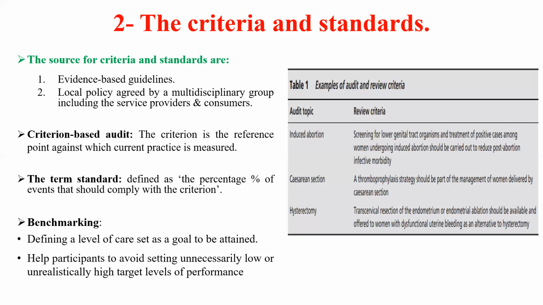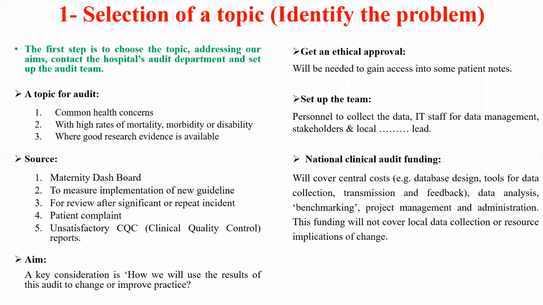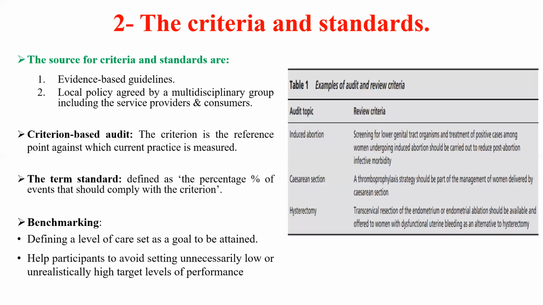What is the definition of criteria? It is the reference point. What is the definition of standard? It is the percentage of those who reach the criterion, and benchmarking is to define a realistic goal to be attained. From where will you get the criteria and the standards? From the evidence-based guidelines or from local agreed policy. So this is the second step in the audit cycle. The first step is to select the topic or to identify the problem. And the second step is to set explicit criteria and standards.